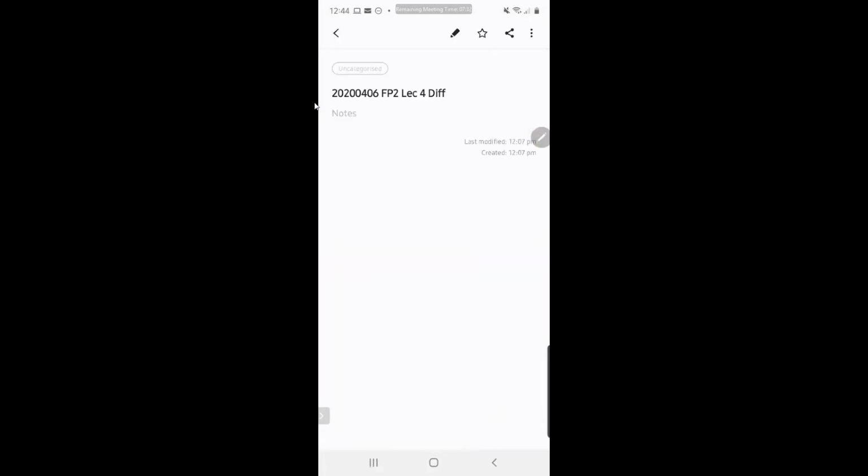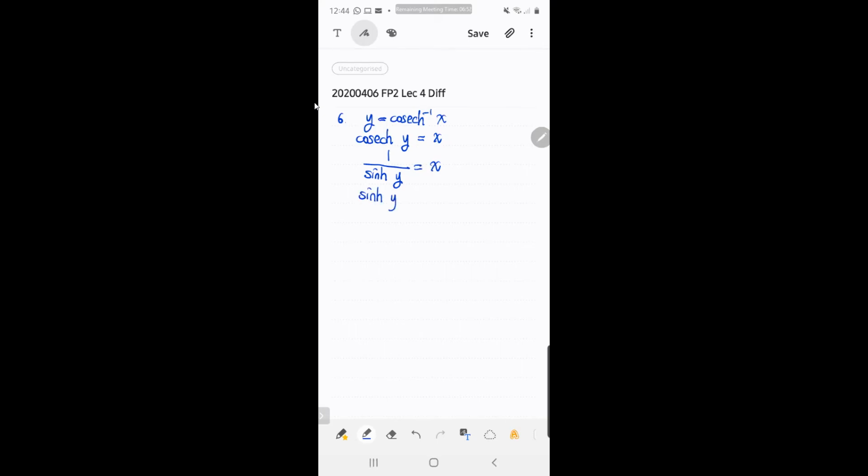So I will talk about lecture 4, differentiation. I think I have to start with question number 6 first. You are given y equals cosec inverse of x. So you don't know how to differentiate this one, therefore we use the method like what I showed you earlier. We put this as cosec y equals x. So probably you can change this to 1 over sine y equals x, or you can say sine y is equal to 1 over x, right? You see the final answer has the form 1 over x and then square root of x squared plus 1. So most likely you will have this form 1 over x.